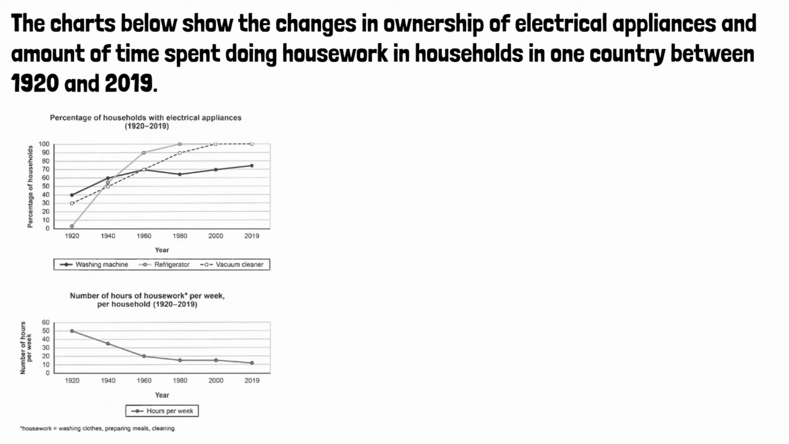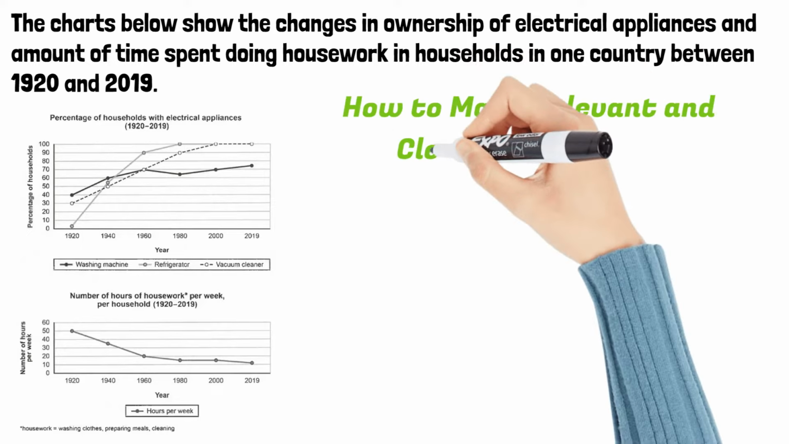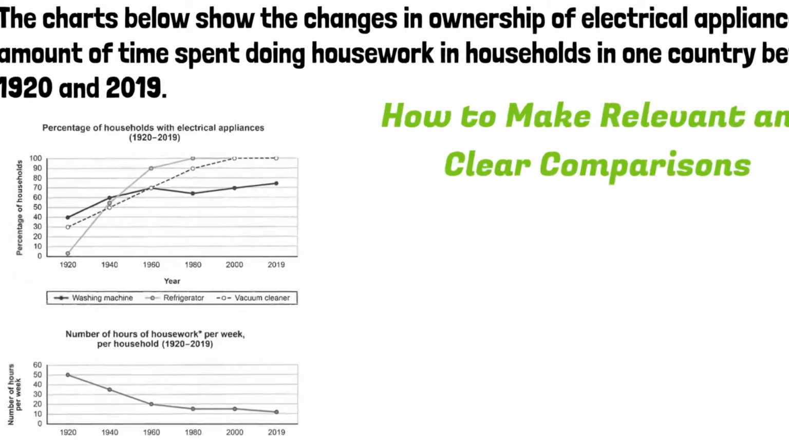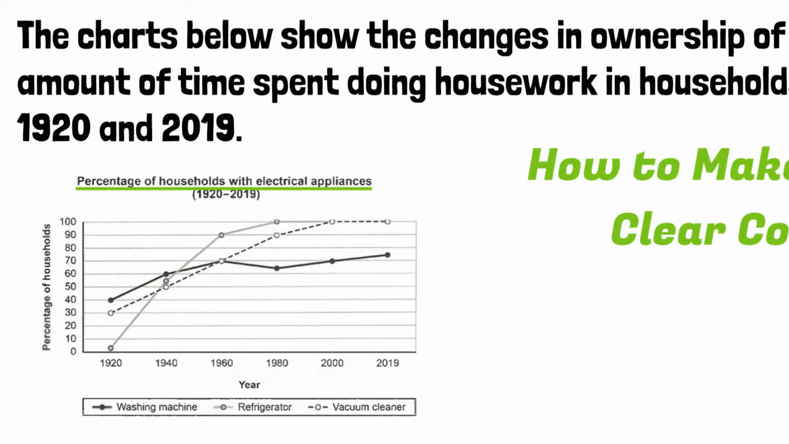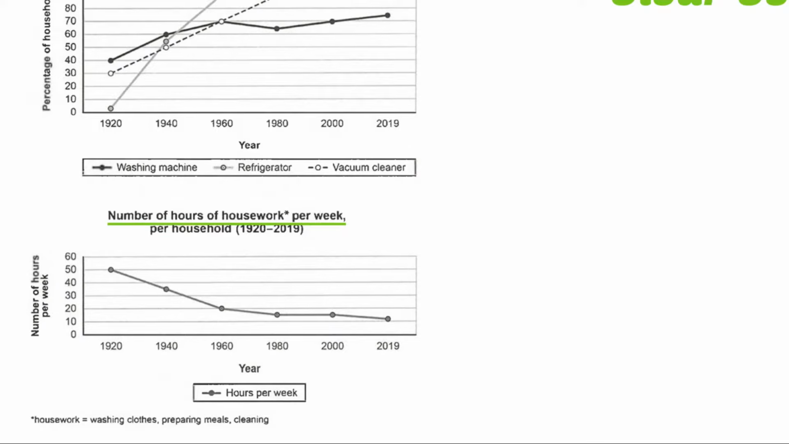Today I'm gonna use this line graph in IELTS 16 to show you how to make relevant and clear comparisons. So the first graph shows the percentage of households with electrical appliances. The second graph shows the number of hours of housework per week per household.